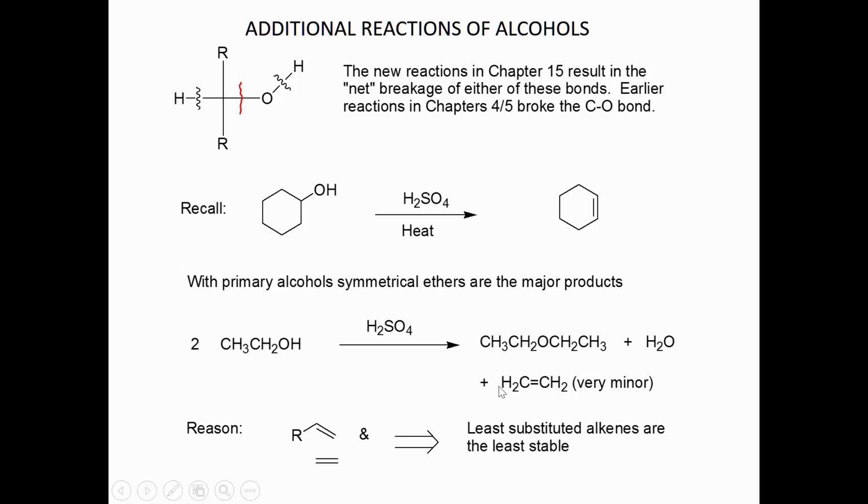Okay, so what's happening here is that, if you recall alkene stability, ethylene is the least stable of the alkene types. It's completely unsubstituted. So it's not very favorable to form it compared to more substituted alkenes. So this reaction typically produces ethers and not alkenes. All right, so let's look at the mechanism for this reaction.